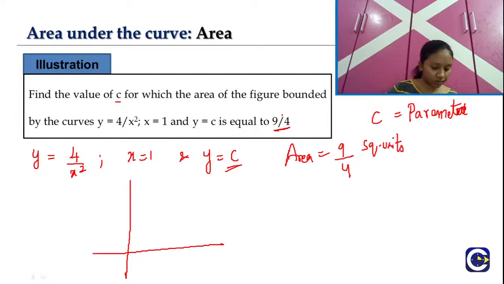Let me see if anyone solved it. At least you should be able to figure out the integration part and equate it to the given area, and the next steps are easy: just do the simplification and all. That's it.